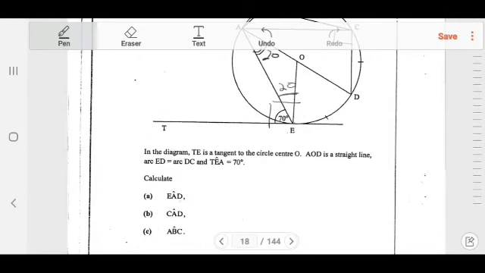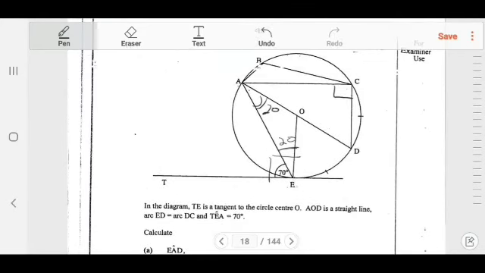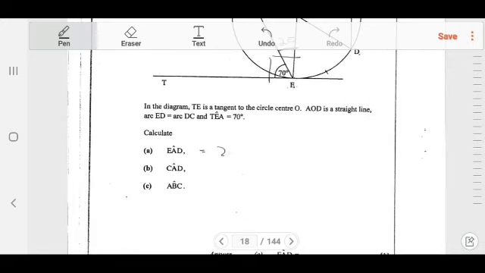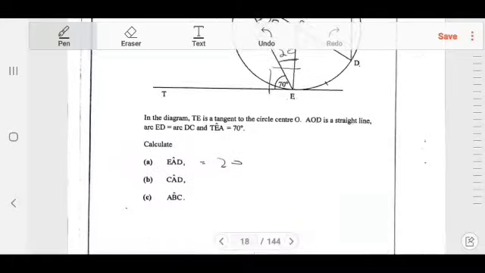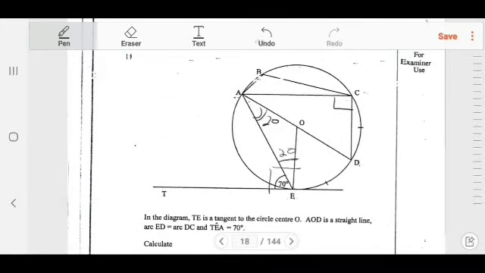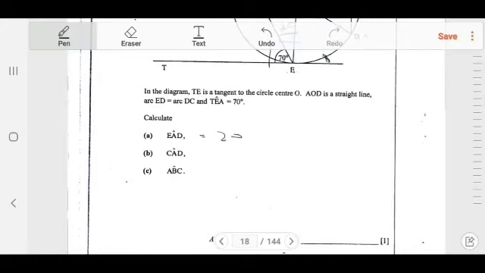Alright, so let's try and see what we have here. Calculate EAD. This one that we said is 20. Okay, then the next one, CAT. Okay, so this one, how can we do that one? If this arc is equal to this one, simply means this one is also 20. So we have 20 there.